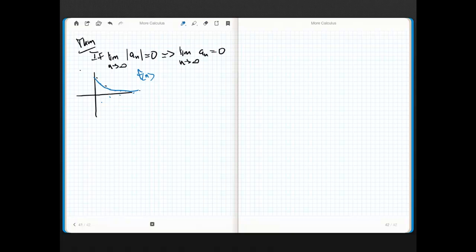In other words, if the absolute value, if the positive side heads for 0, even if this thing jumps around back and forth, then it has to head for 0 as well. It's got no choice. However, watch what happens here.